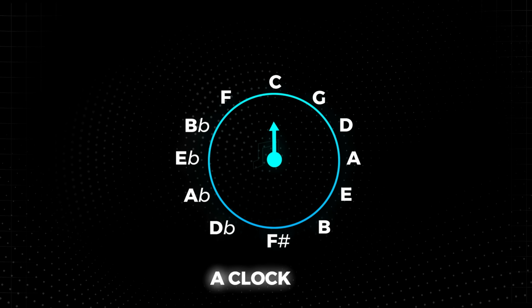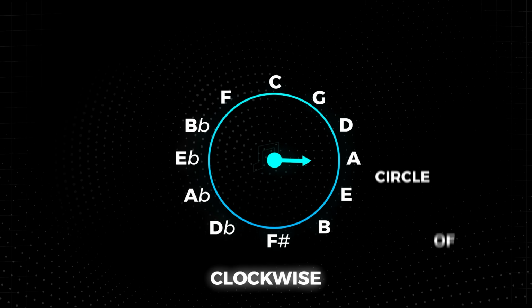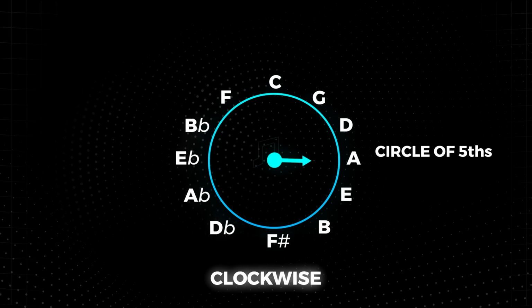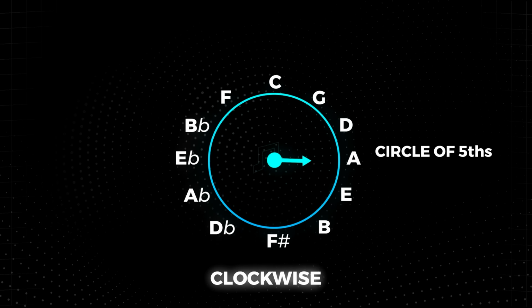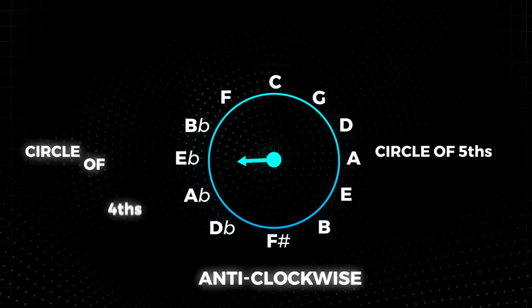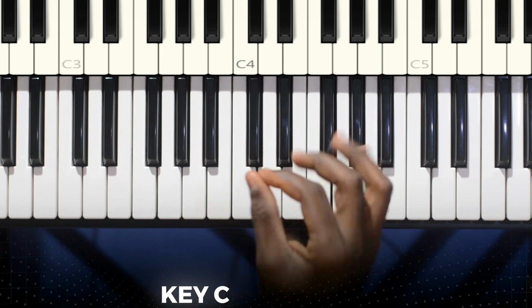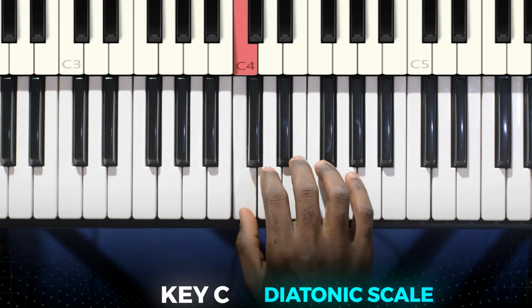It's basically like a clock. If we go clockwise, we have the circle of fifths. But if we go anti-clockwise, we have the circle of fourths. Now, listen carefully. Let me show you why we get the circle of fifths. Let's go back to the key of C. And let's play the diatonic scale again.